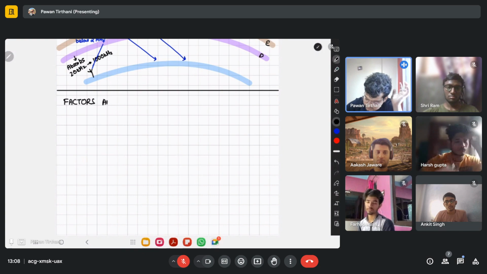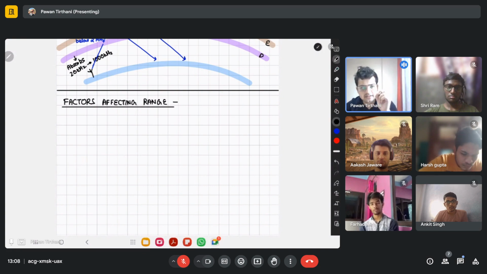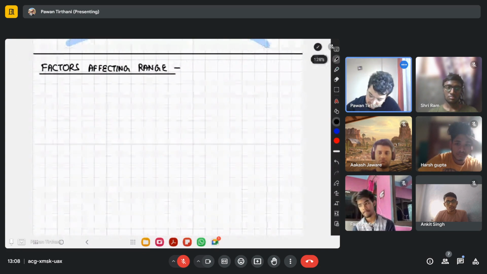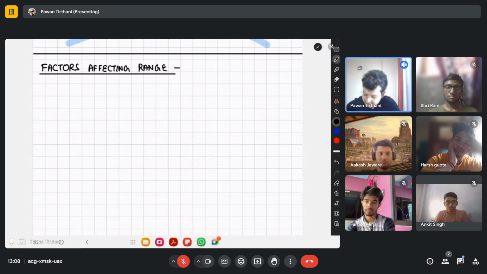Factors affecting range. We studied the same thing under surface waves, we will be studying the same thing under sky waves as well. So what are the factors affecting range? The most important factor is critical angle, right? So let us understand critical angle first. Write down the point number 1.